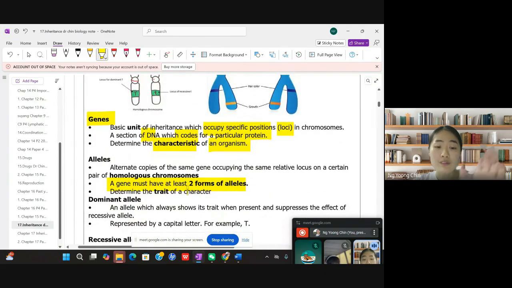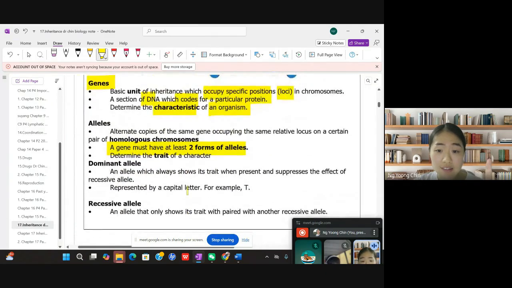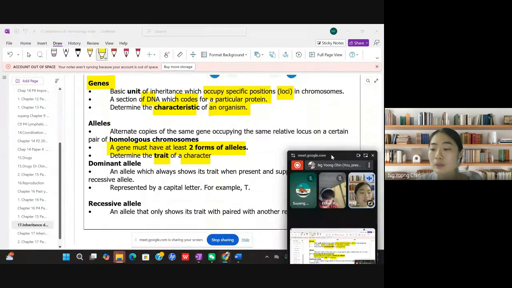If you want to form one gene, you need to have at least two alleles. A gene must have at least two alleles, which is one big T and one small t, or two small t, or two big T, like this. So these alleles later will determine the traits, which will later show in the gene expressions.